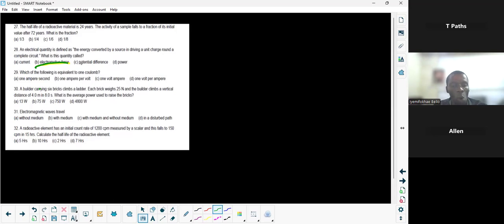Potential difference is the work done that occurs when a current moves from one terminal to the other. But the energy converted to power that charge to move, we call that kind of quantity electromotive force, which is B. Now, 29 says, which of the following is equivalent to 1 coulomb?